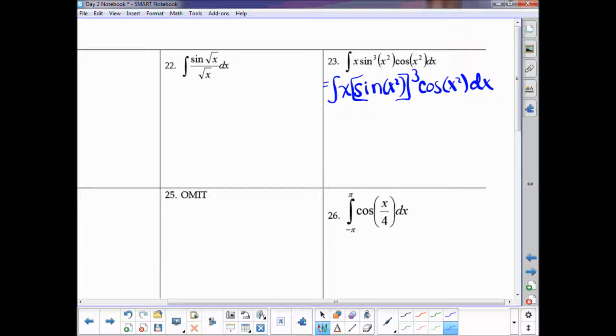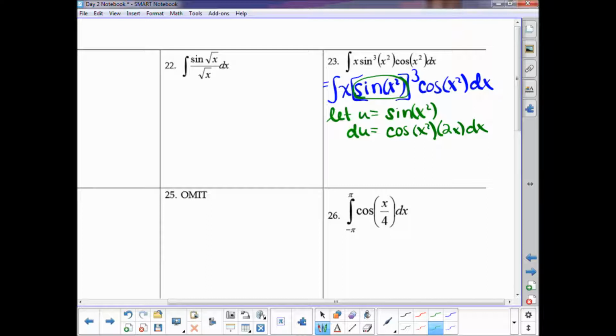I say let's try letting u be that. So let u be sine x squared. Right, so I'm letting u be this entire inside piece here. Which would give me u cubed there, which is much more manageable. So we've got to make sure that its derivative is represented. So what would be the derivative of that? So we've got cosine x squared times the derivative of the inside, which is 2x. Okay, over 2x.